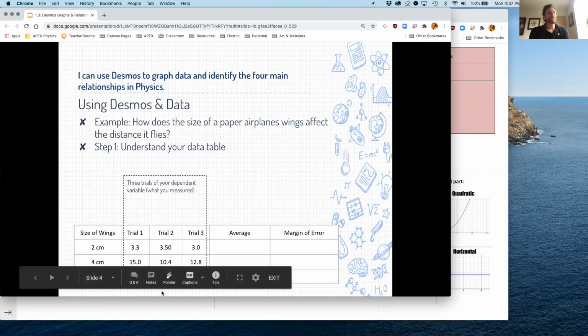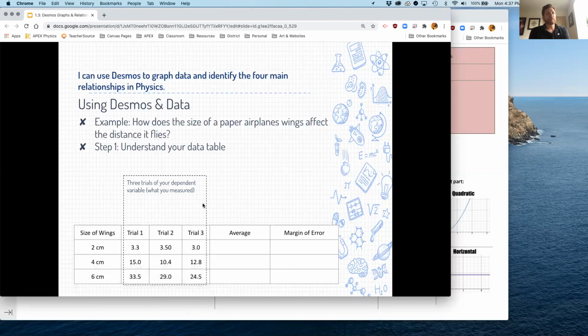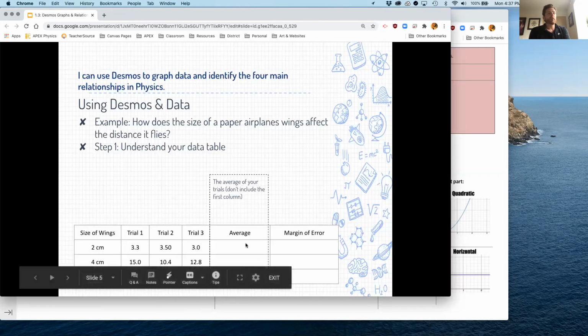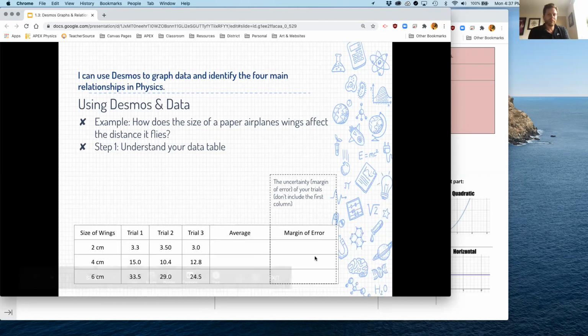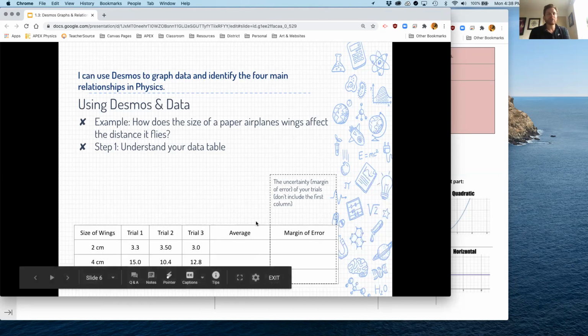Okay, so understanding this data table is the very first step. Then what we're going to do is find the average of these 3. You don't include that because that's the independent variable. And then you can do the margin of error. Now, a lot of people call the margin of error the uncertainty, and I probably should have used the word uncertainty, but I usually teach this class in Spanish, and it's margen de error, and you don't use the word uncertainty, so I kind of forgot about that. So this is the uncertainty, okay?